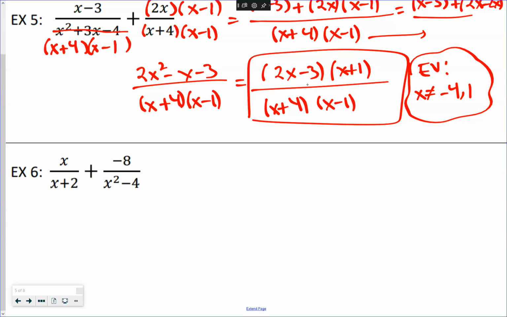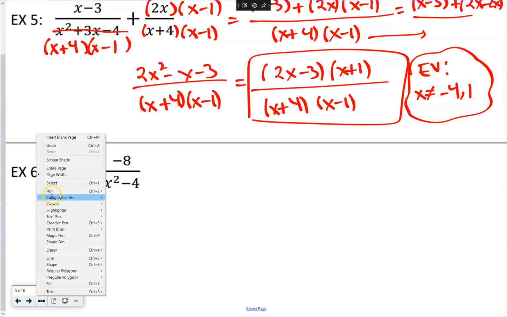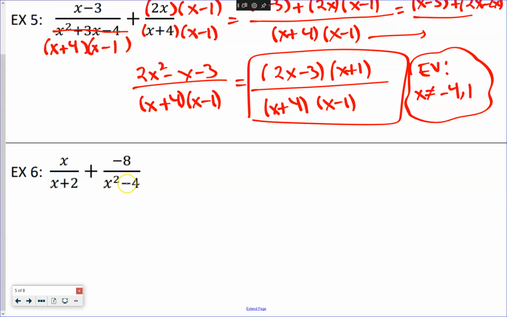Example 6. We have x over x plus 2 plus negative 8 over x squared minus 4. All right, well, my piece I'm going to factor is my second denominator. This is the difference of squares. So I know this is going to be x plus 2 and x minus 2 is how that factors. So that's gone now. Now look at both pieces. They both have an x plus 2, but this side does not have that x minus 2. So I got to bring it into the denominator, which means I have to also bring it to my numerator.